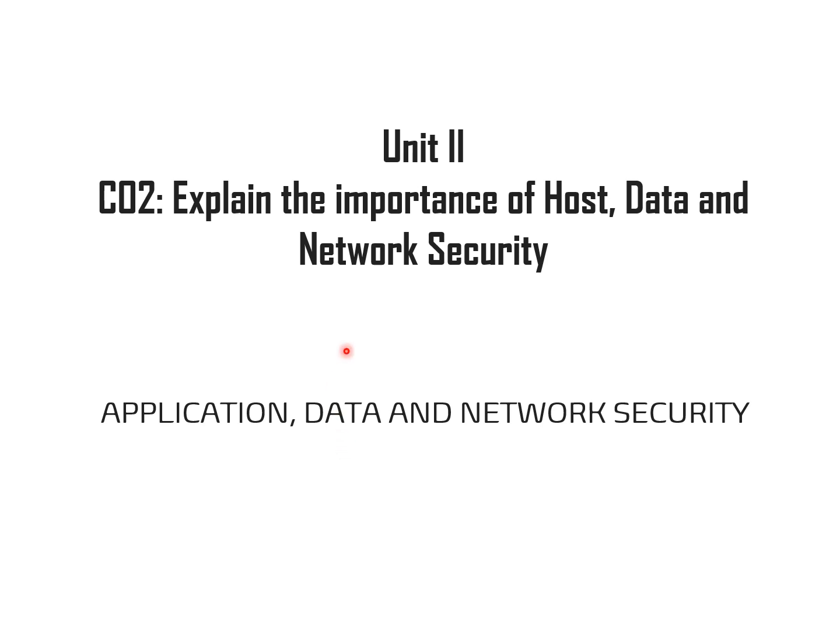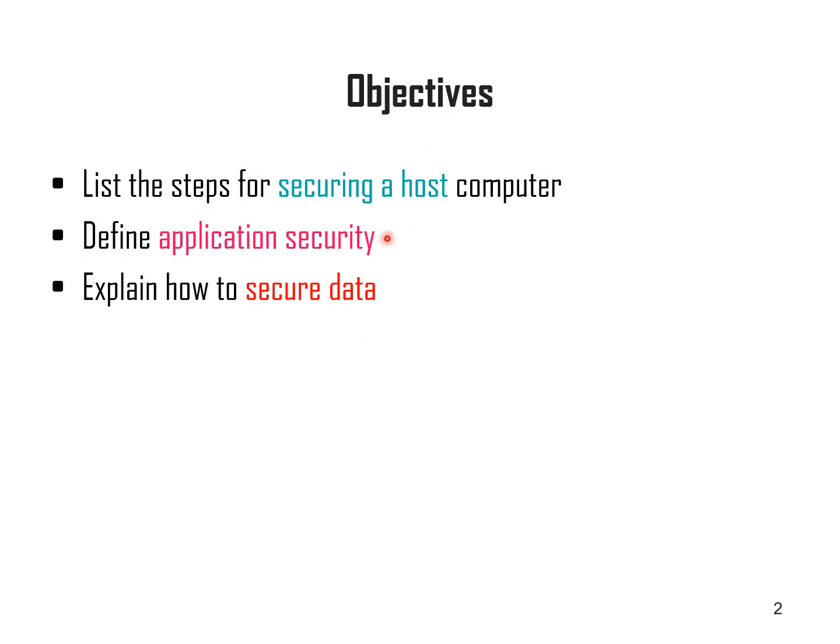So we have started Unit 2, right? The course outcome of this Unit 2 is to explain the importance of host, data and network security. In this, we have already studied how to secure the data. These are all the objectives of this unit: list the steps of securing the host, define application security, and explain how to secure the data.